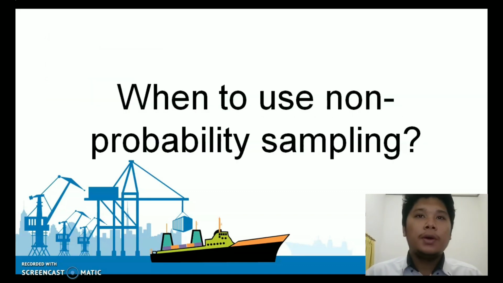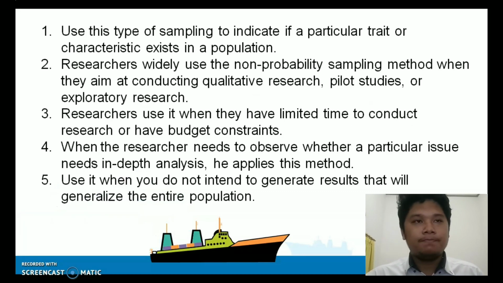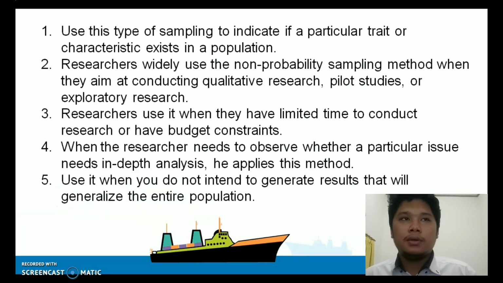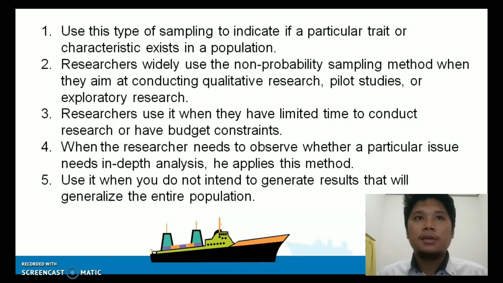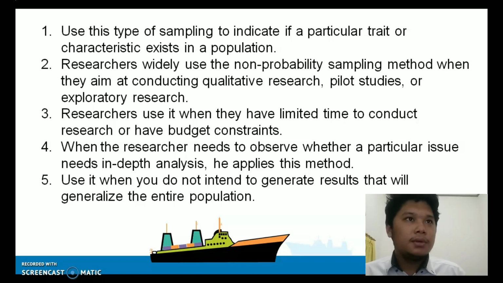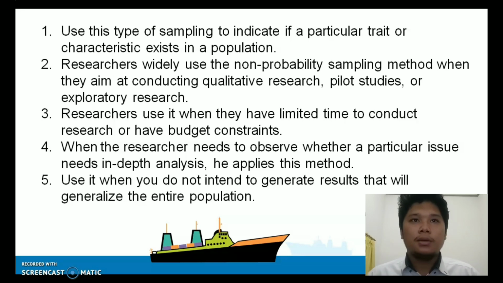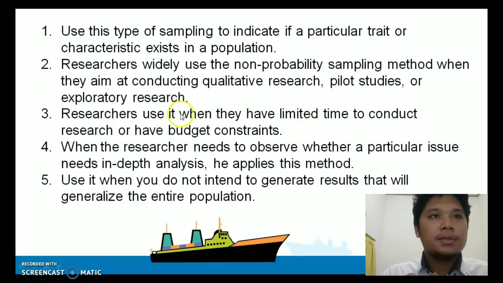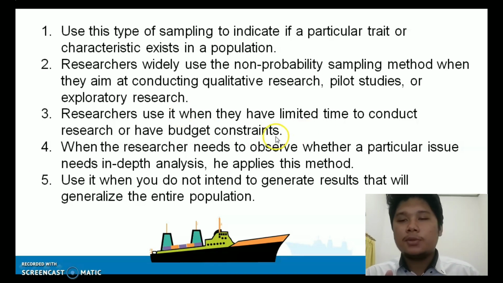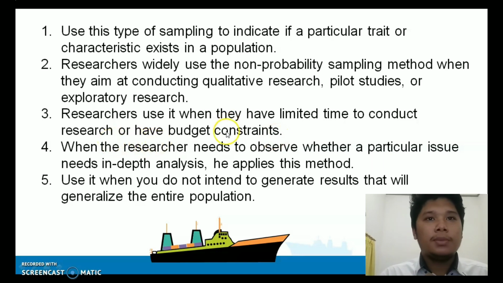Now, when to use non-probability sampling? Here is when. The first, use this type of sampling to indicate if a particular trait or characteristic exists in a population. Second, researchers widely use the non-probability sampling method when they aim at conducting qualitative research, pilot studies, or exploratory research. The third, researchers use it when they have limited time to conduct research or have budget constraints.